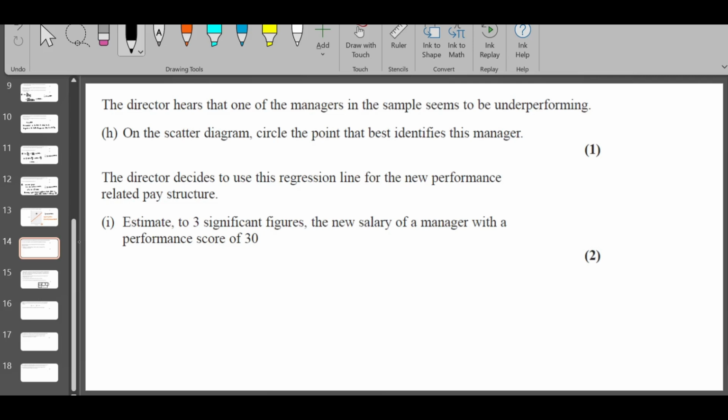Now the director decides to use this regression line for the new performance related pay structure. Estimate to 3 significant figures the new salary of a manager with a performance score of 30.